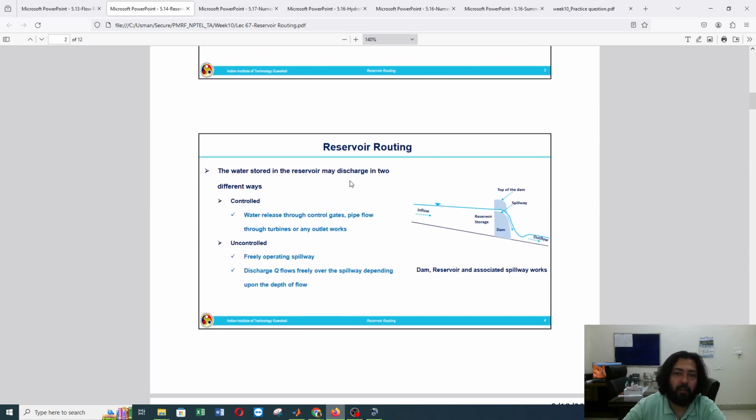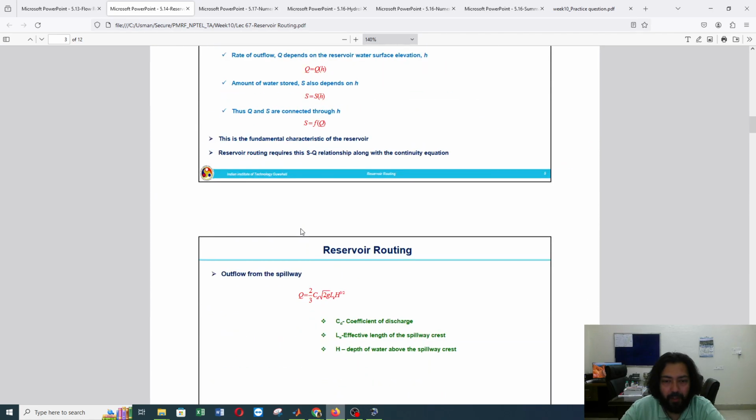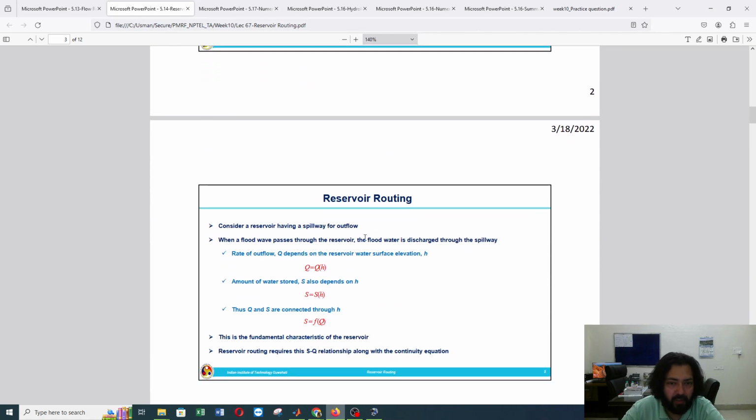Now, in reservoir routing, the water stored in the reservoir may discharge in two ways: a controlled way and an uncontrolled way. The controlled way is release through a control gate, pipe flow through turbines, or any outlet work. Uncontrolled is a freely operating spillway, or a condition where the dam is overflowing. So the water stored in the reservoir may discharge in two different ways, controlled and uncontrolled. Because of this, we are going to talk about different types of functions, variable and invariable. Also, we can consider a reservoir having a spillway for outflow.